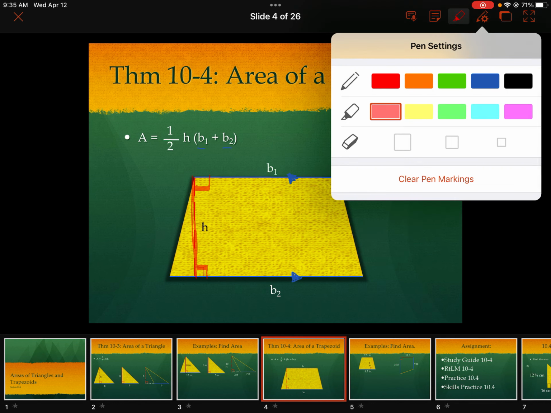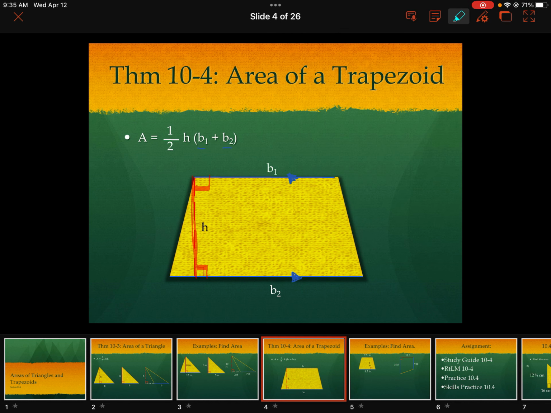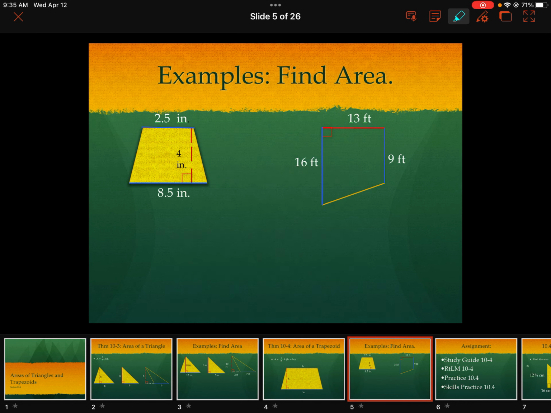So again, it's the same kind of concept where if you box this thing in, it would be the same concept. That's where the 1/2 comes from. Let's look at some examples.